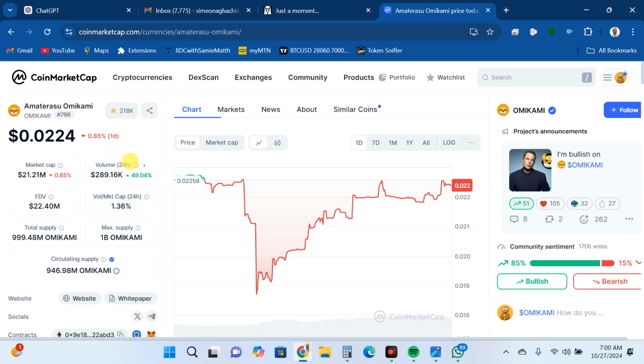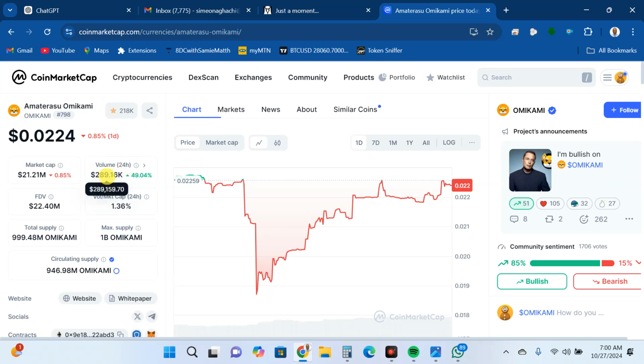In the past 24 hours, 289,000.1 dollars has been in and out of Omikami token. It doesn't matter whether people bought Omikami and sold or not. What it means is the flow, inflow and outflow of money that has happened on this coin in the past 24 hours.